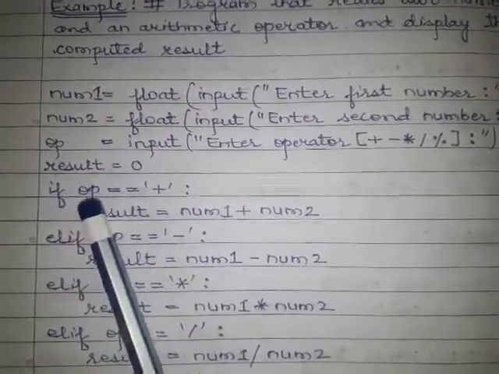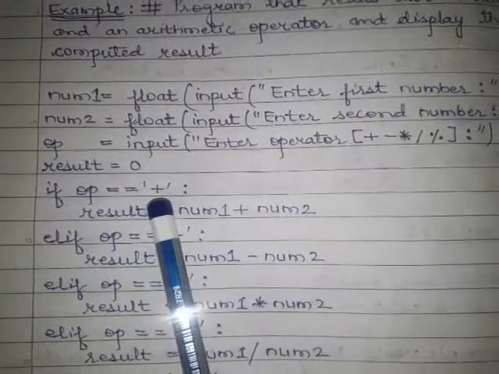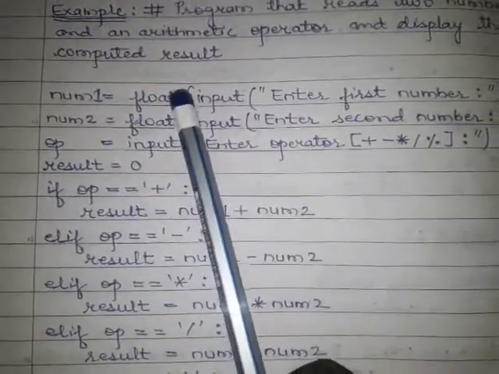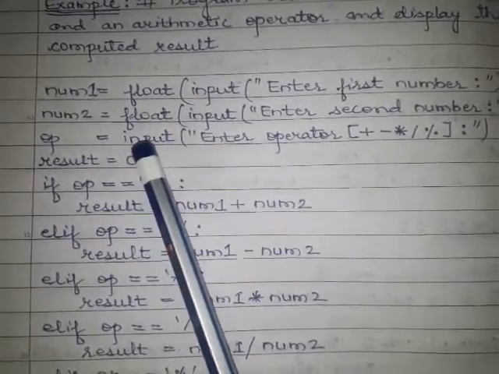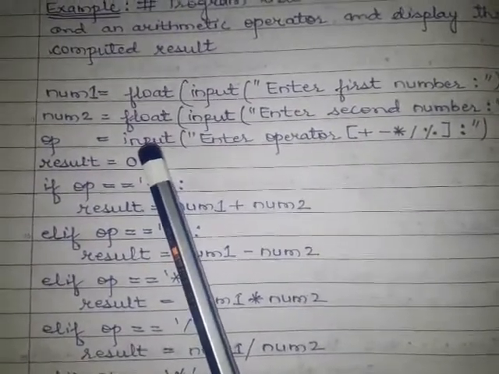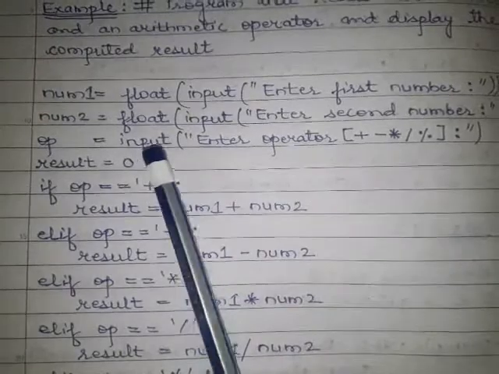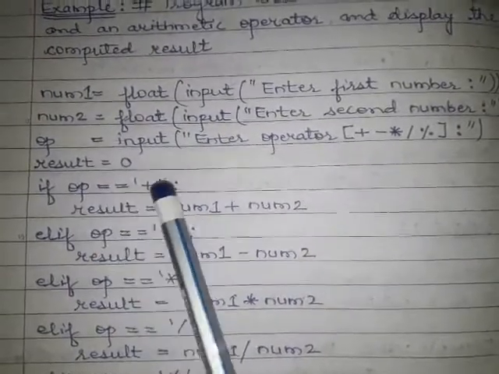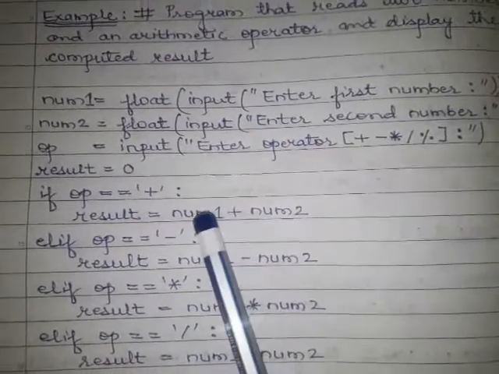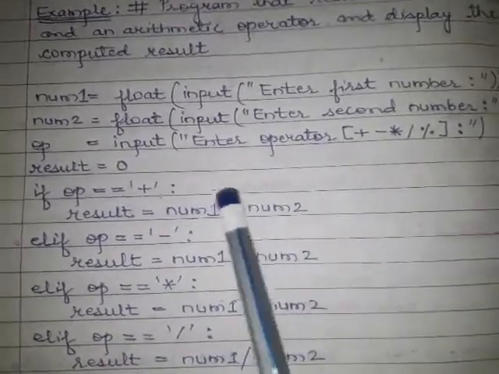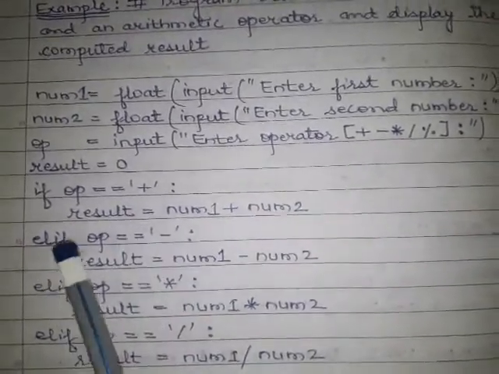If operator equals plus, suppose you have read the first number and second number, then you have to give the operator. You press plus with the help of the keyboard. Okay. So if operator equals plus, then what to do? Result equals number 1 plus number 2. Number 1 is added with number 2 and it is stored in our variable result.